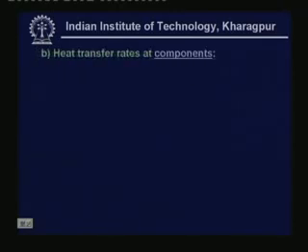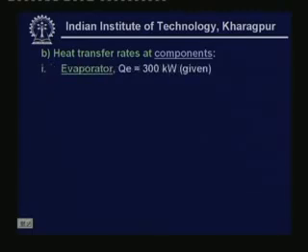So, we have found the required properties. Now, required mass flow rates. Now, let us find out the heat transfer rates at various components. Okay. Evaporator QE is equal to 300 kilowatts. This is the information given in the problem itself.